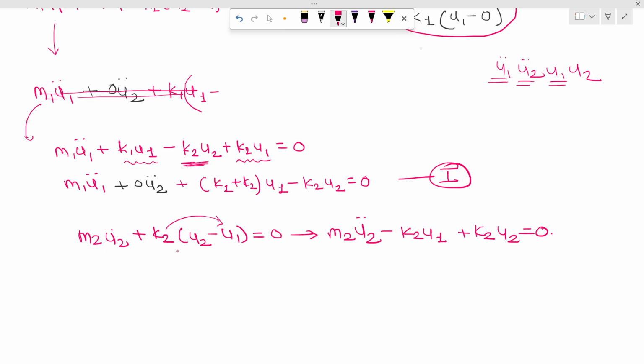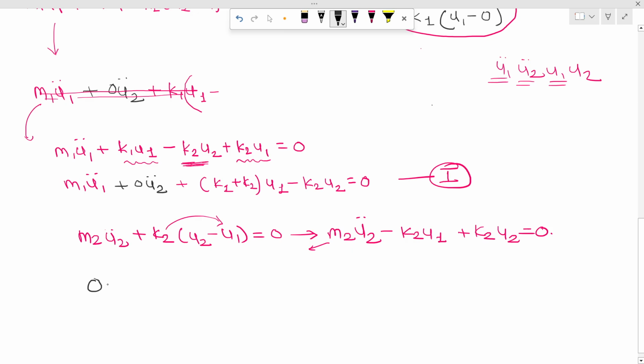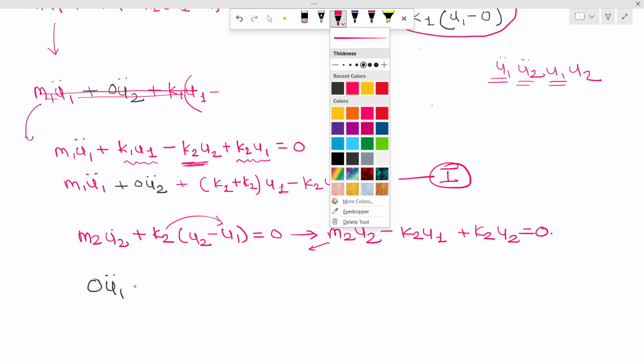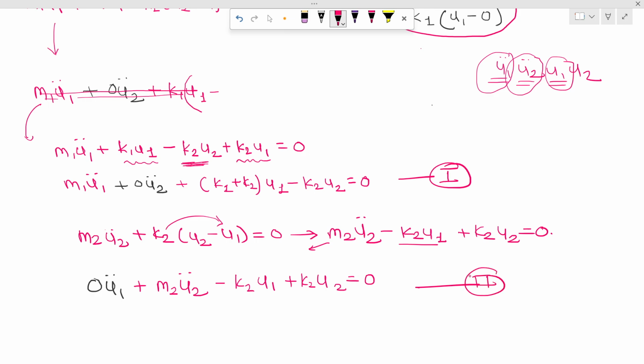Now again we will rewrite this equation. As you can see, there is no U1 double dot term, so I can write 0 U1 double dot, next plus this M2 U2 double dot. So we have written U1 double dot, U2 double dot. Now we have to see whether there is any U1 term. So this is the U1 term, so minus K2 U1 and then plus K2 U2 equal to 0. So this is my equation number 2.